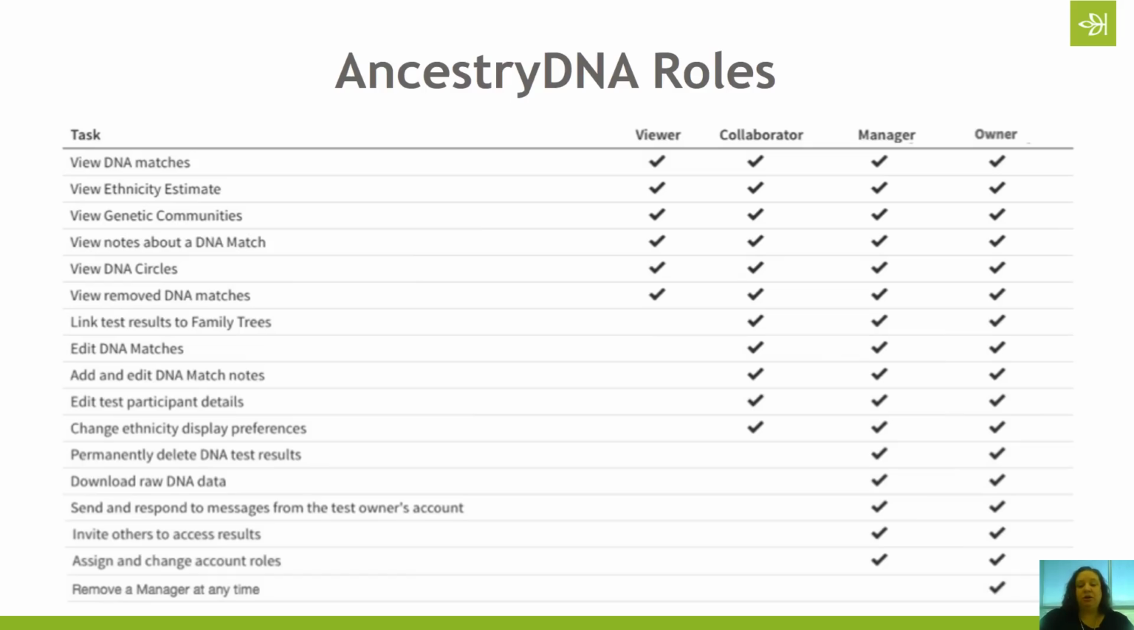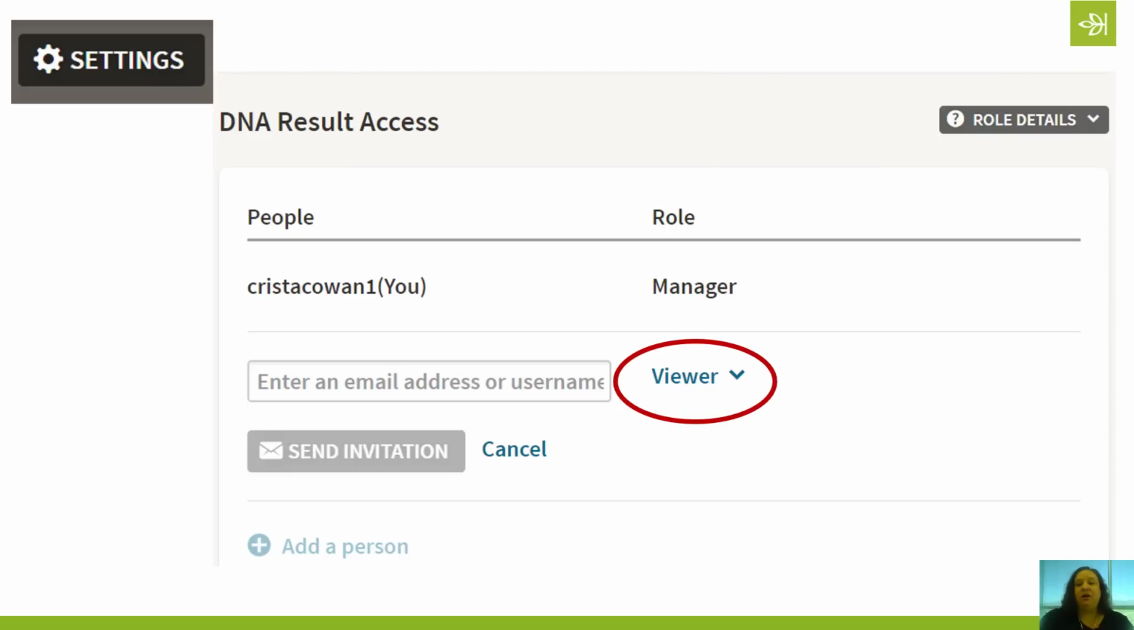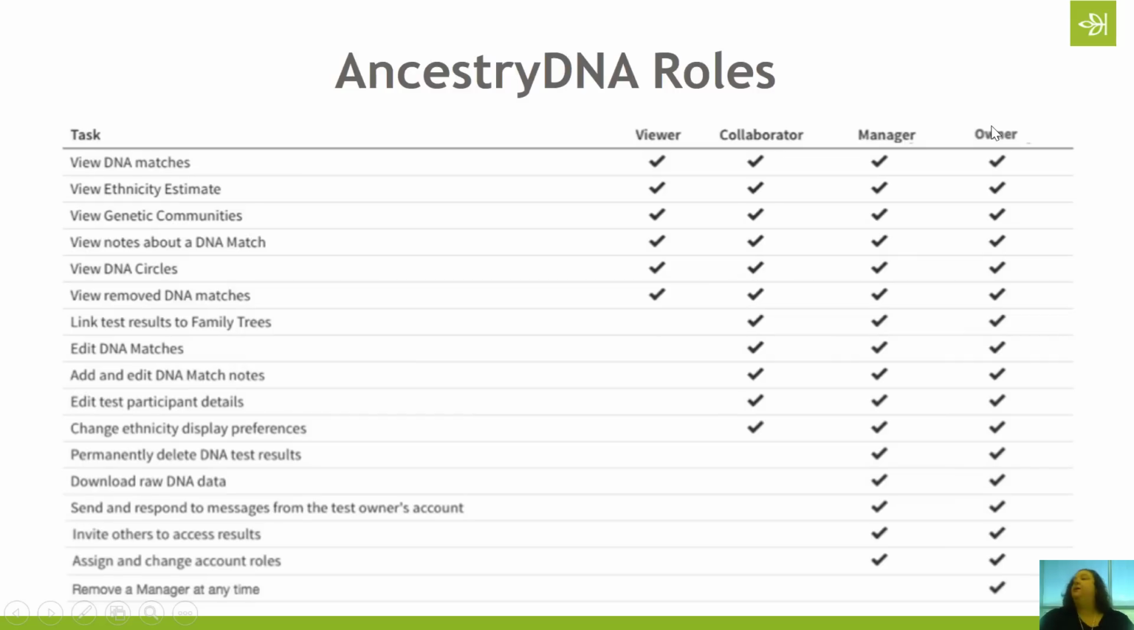Now we have this chart actually back here. If you click on role details here, you're going to get this chart. I know it's tiny on your screen right now, but I would encourage you to go into your DNA settings, click on that and read it. Or you can go to the Ancestry blog. It's blogs, plural, blogs.ancestry.com, and do a search there for activation. You'll find our blog post about this with all the details and this particular chart.